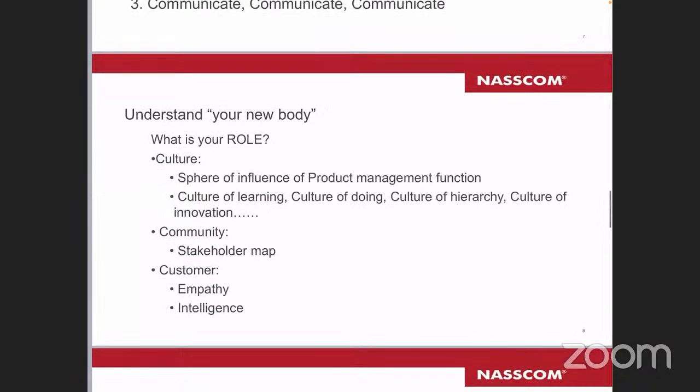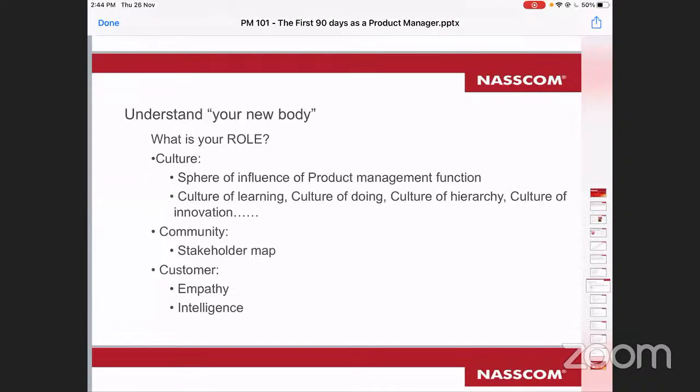So now let's look at what we mean by understanding, the reason I put as new body. If you refer to the analogy I mentioned upfront, we are entering as a transplant into a new body. So it's very important that we, as a new organ, understand what the new circumstances and environment are. So when you say we have to understand your role, it's beyond what is in your job description and what you would have understood in the interview process, which gives you a very small window into what the role is. Really the first 90 days would help you understand your role better.